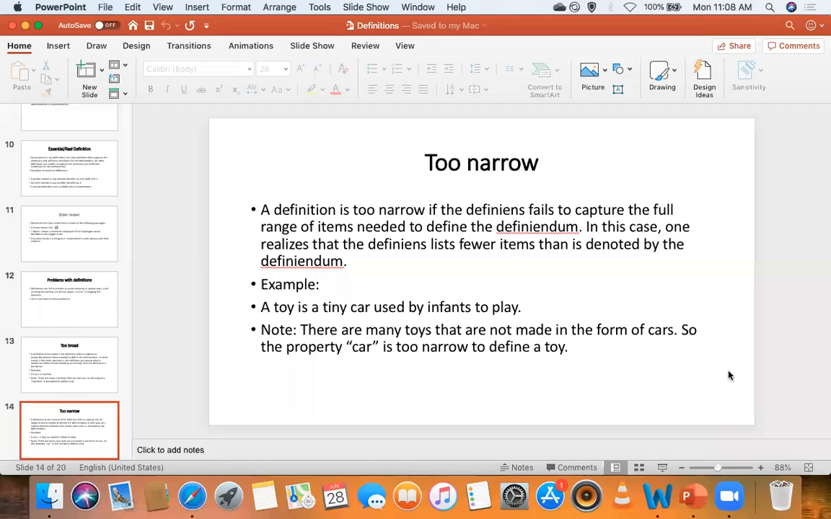There are some toys that are tiny helicopters. There are some toys that are tiny planes, tiny cars, tiny houses, tiny dolls. So defining a toy as a tiny car is a narrow definition. It's a definition that is too narrow. So that's what it means for a definition to be too narrow.